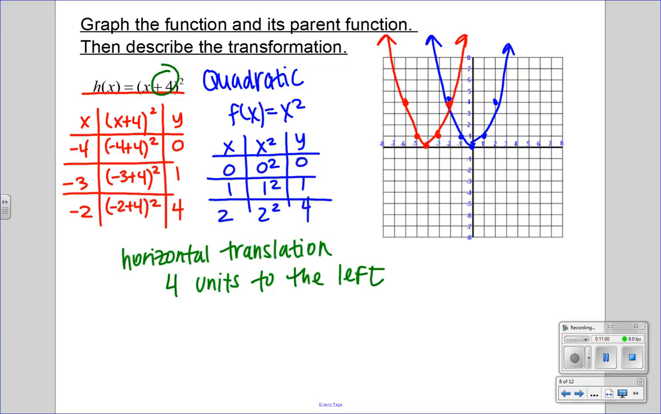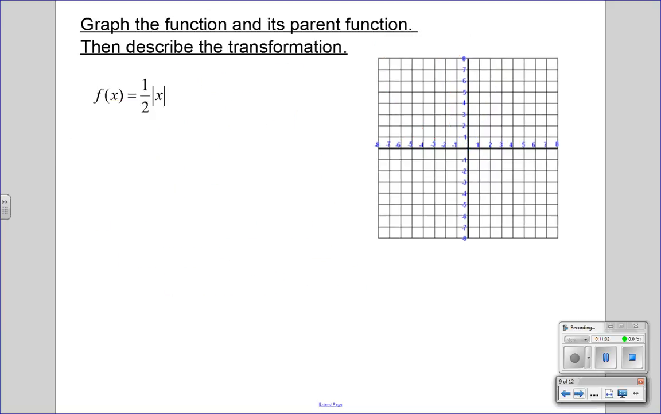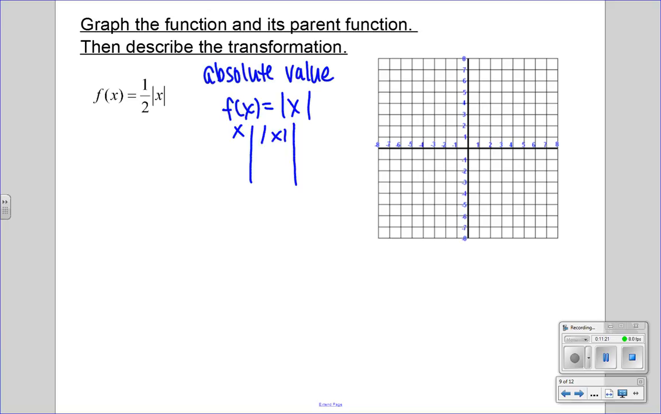Let's try an absolute value. Let's do one of those, okay? So this one is an absolute value. And absolute value parent function is the f of x equals the absolute value of x. And so for this one, we can do a mini table of values. So we can do 0, 1, 2. Absolute value of 0 is 0. Absolute value of 1 is 1. Absolute value of 2 is 2.